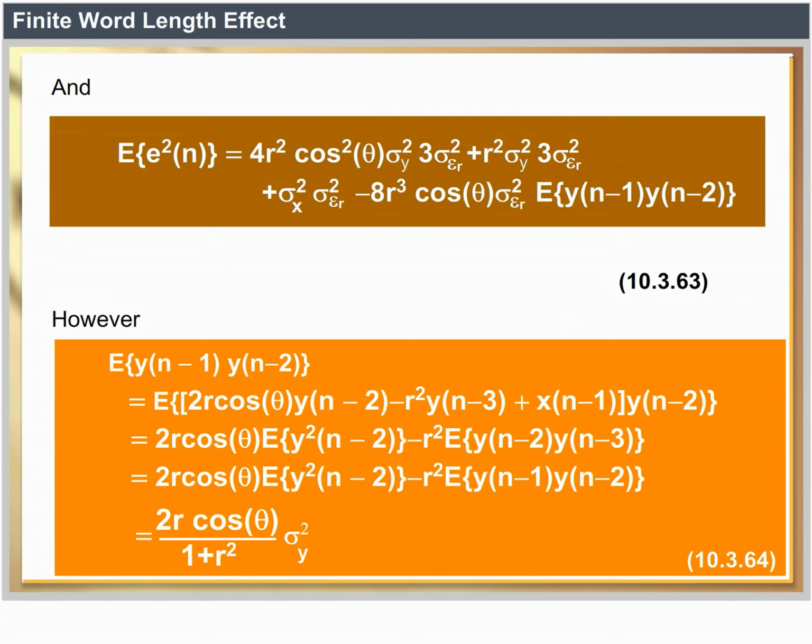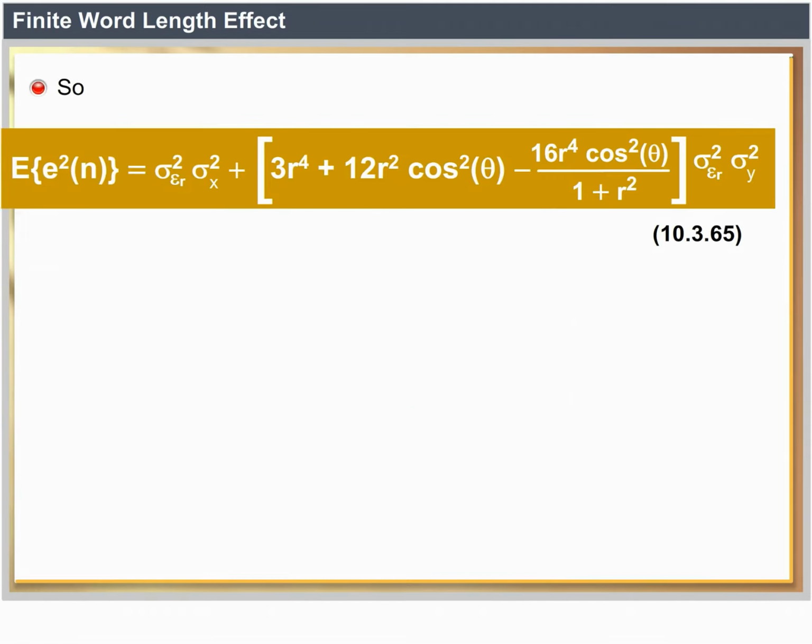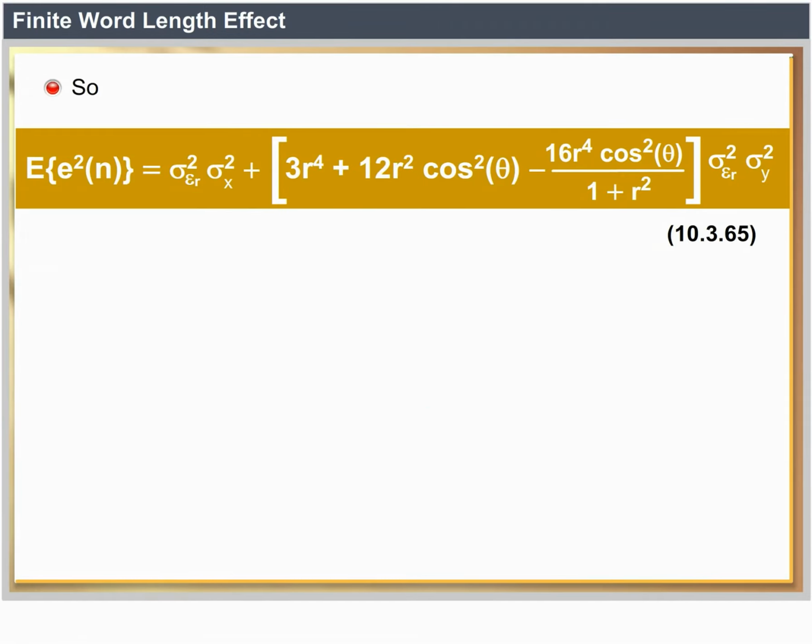10.3.64. So, E of e square of n equal to sigma epsilon r square into sigma x square plus, within the bracket, 3r power 4 plus 12r square cos square theta minus 16r power 4 cos square theta divided by 1 plus r square, outside the bracket, sigma epsilon r square into sigma y square, is called equation number 10.3.65.